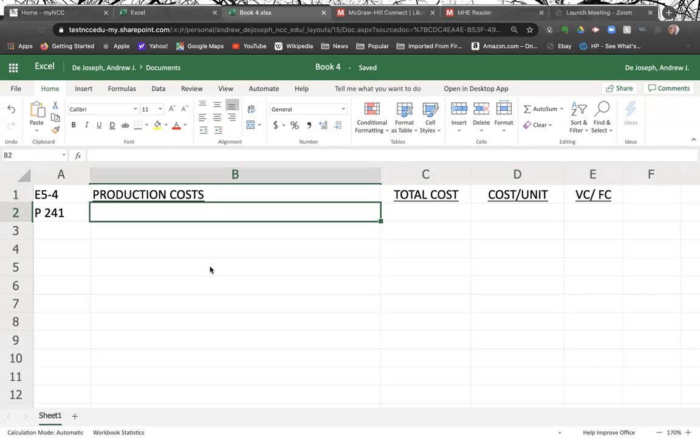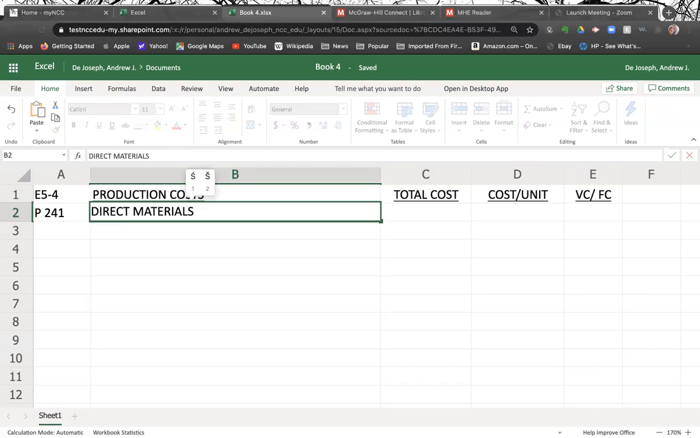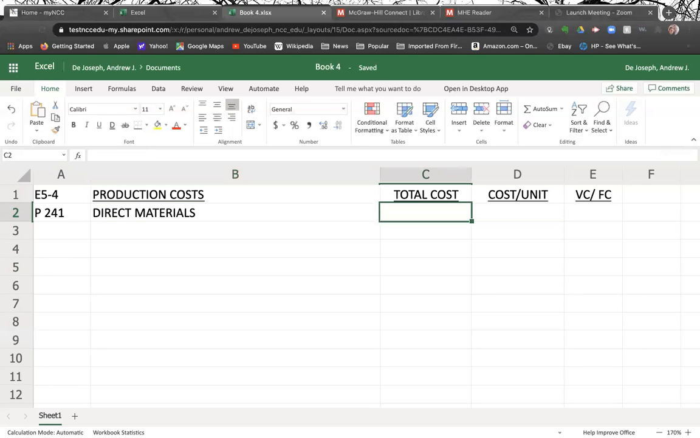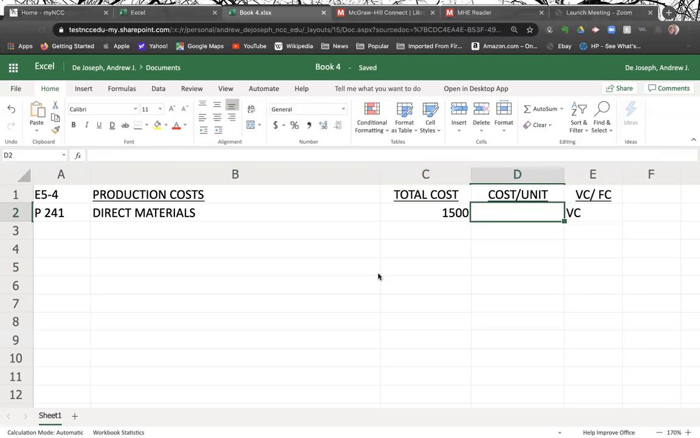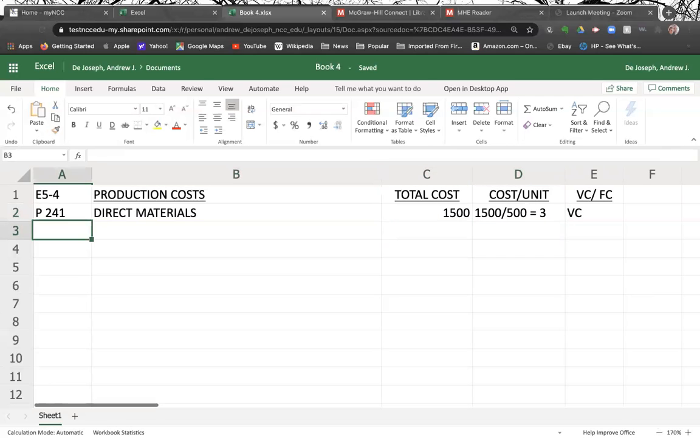So the first one they list is direct materials, and that's $1,500, right? And direct materials is a variable cost. Now, on a per unit basis, what would that be? 1,500 divided by 500. Remember, this is based on 500 units being produced. So that's $3 a unit, and that's variable.